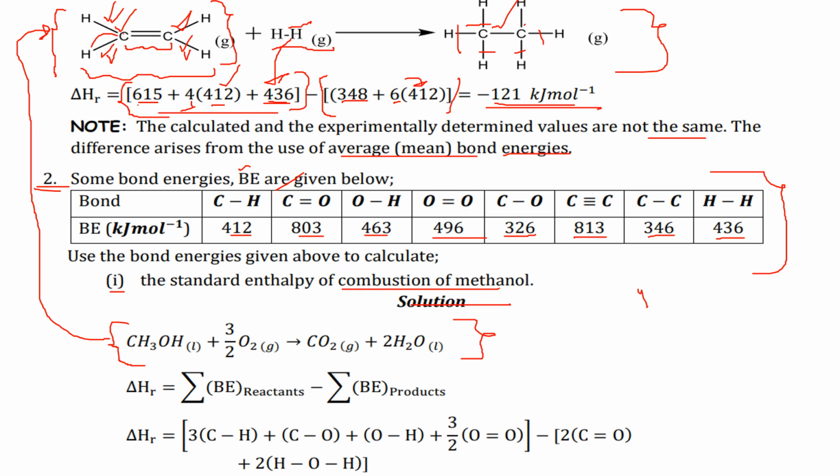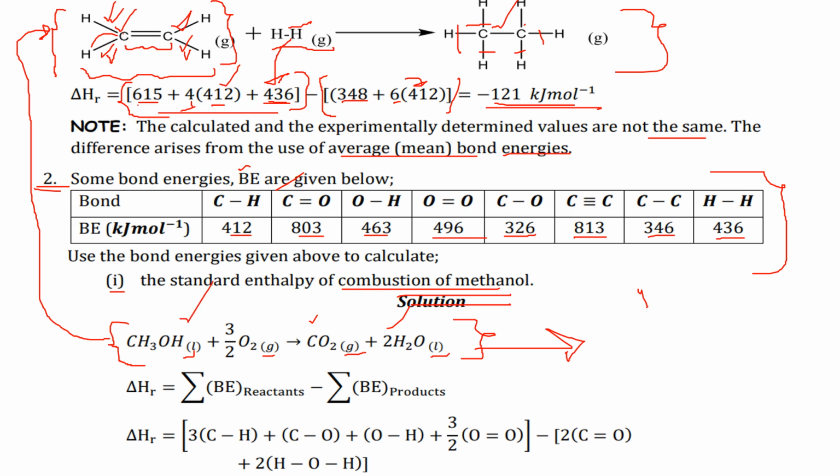So the balanced equation for the combustion of methanol, or burning methanol in excess oxygen, is going to give us carbon dioxide and water. The first thing you have to do is to ensure that each and every reactant and product is in the correct or normal state, because that's a very important thing in thermochemistry. The other thing to ensure is that your equation is properly balanced.